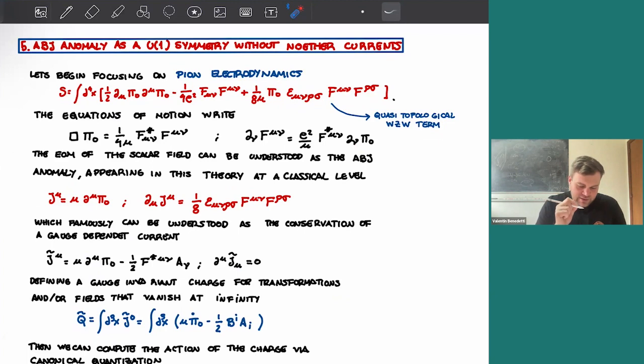What I will argue now is that the ABJ anomaly, or the chiral symmetry in the presence of the ABJ anomaly, is indeed a U(1) symmetry without another current. Let me begin focusing on an example, which I think will make things clearer, which is the case of pion electrodynamics. I take this action given by a kinetic term of a scalar field pi 0, a gauge field kinetic term, and then a quasi-topological Weinberg-Witten coupling between this pion field and the gauge field. Essentially, one could have other terms in the derivative of the pion here. The story will remain more or less the same.